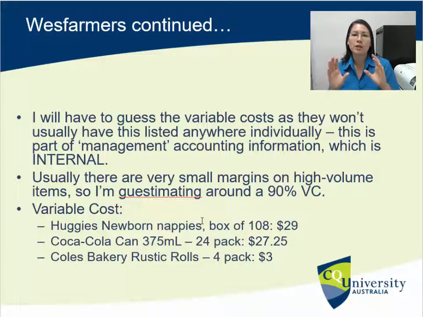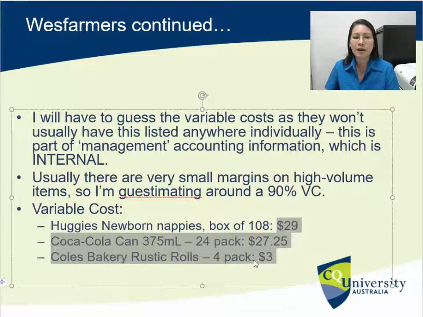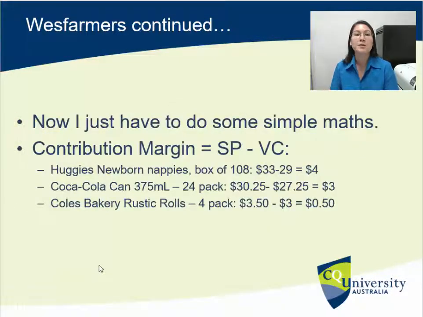So with high volume items, there's usually a smaller margin. So I'm guesstimating 90%. I don't know, that's just my best guess. And I'm telling my marker this in my Word document. So let me just guesstimate these variable costs on each of my 3 products. And now it's just a matter of doing some simple mathematics, taking my sales price and my variable cost and taking one away from the other.